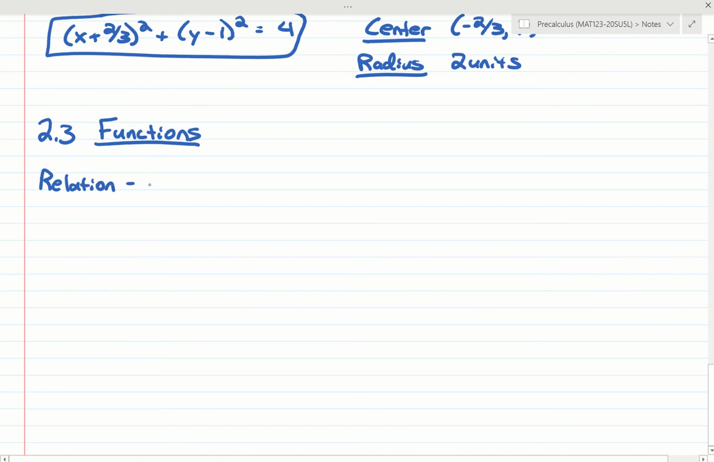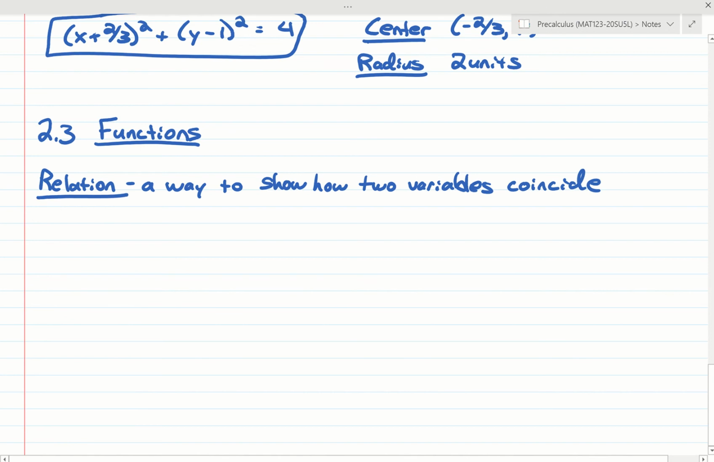What a relation is, it's a way to show how two variables coincide. I don't want to say "are related" because that's using the word in the definition, but coincide means how they affect each other. For example, the more food I eat, the more I weigh. The more I lift weights, my maximum bench press goes up, something like that.